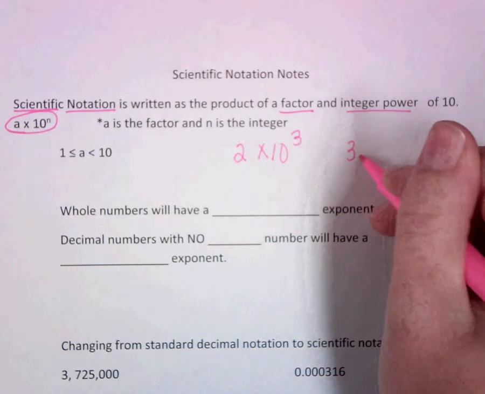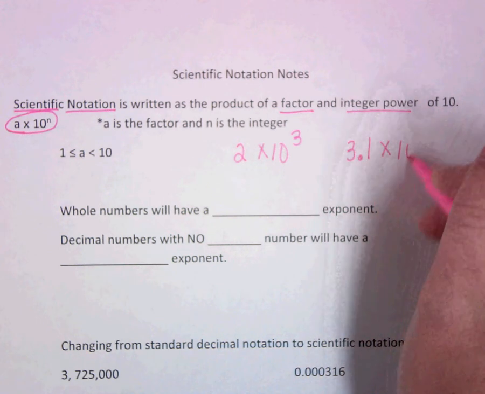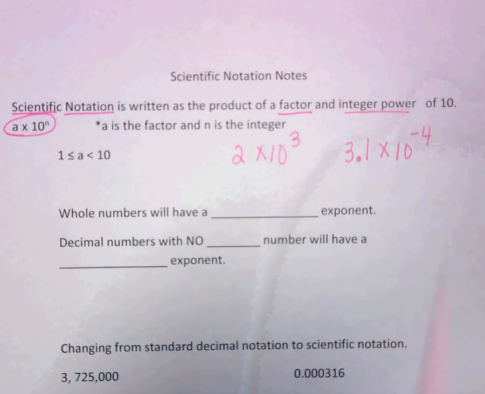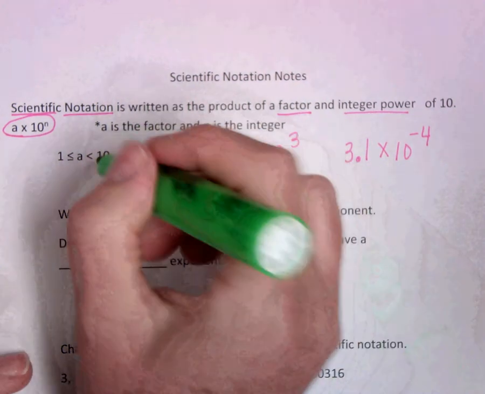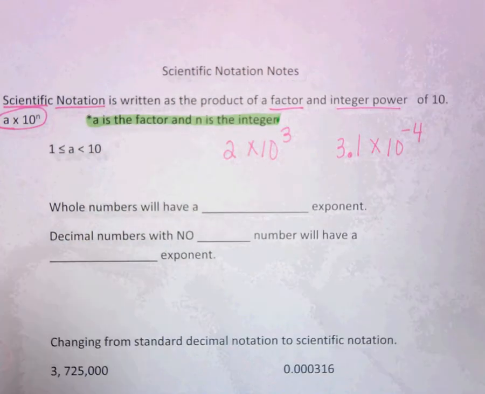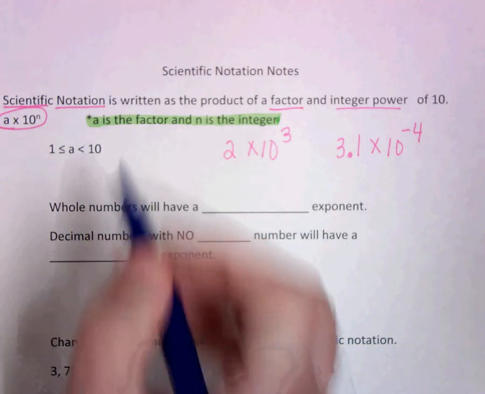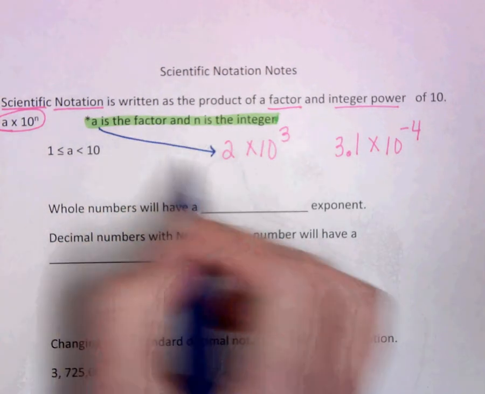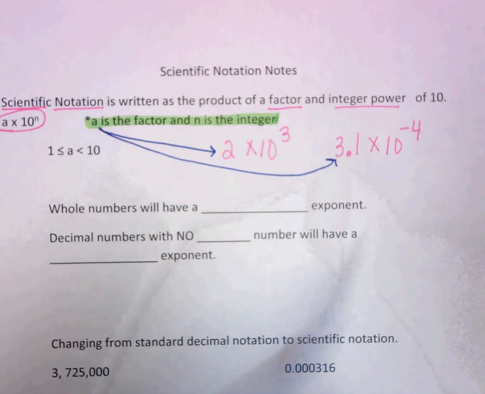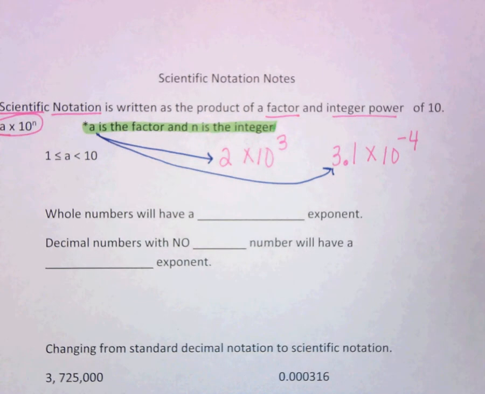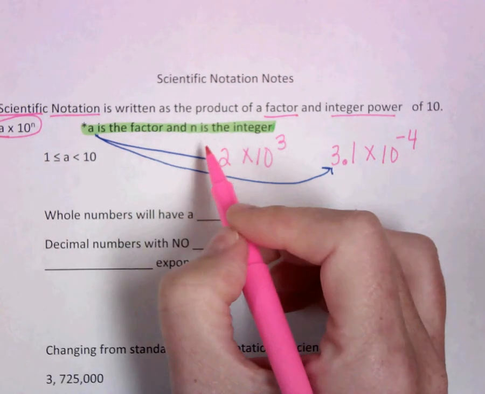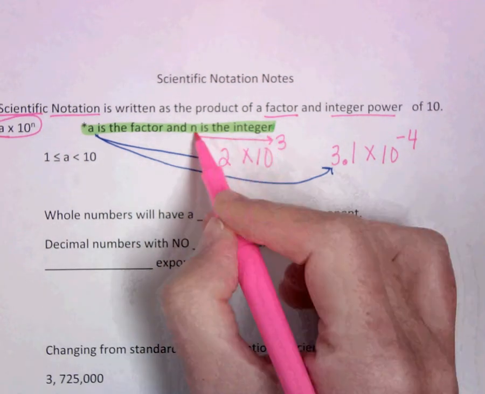Or 3.1 times 10 to the negative 4 power. Those are both examples of scientific notation. Really important here, A is this front number, right out front. A is the factor, and n is the integer. And n, the integer, is the exponent.